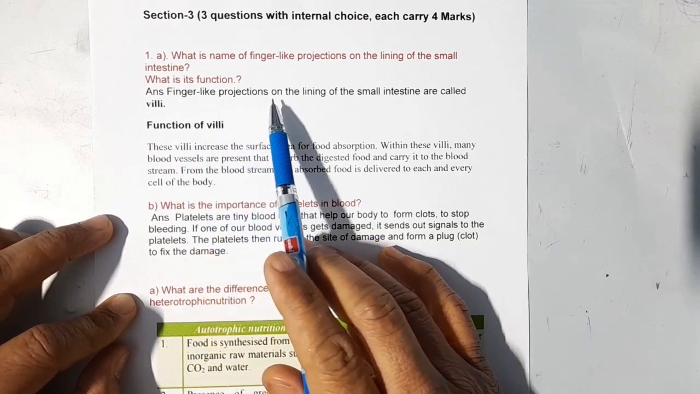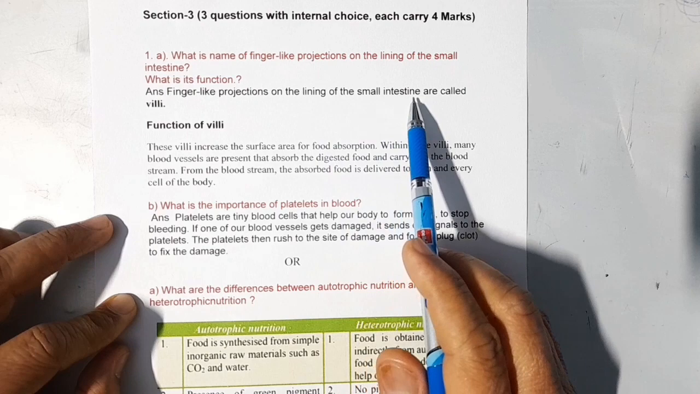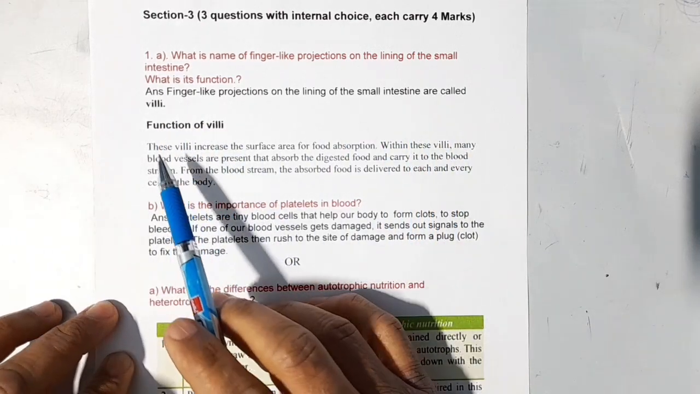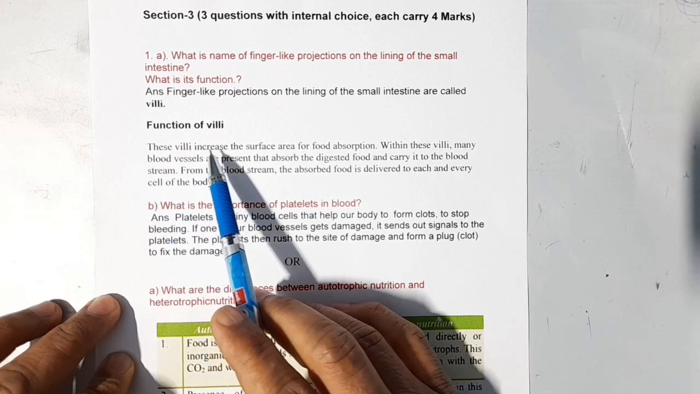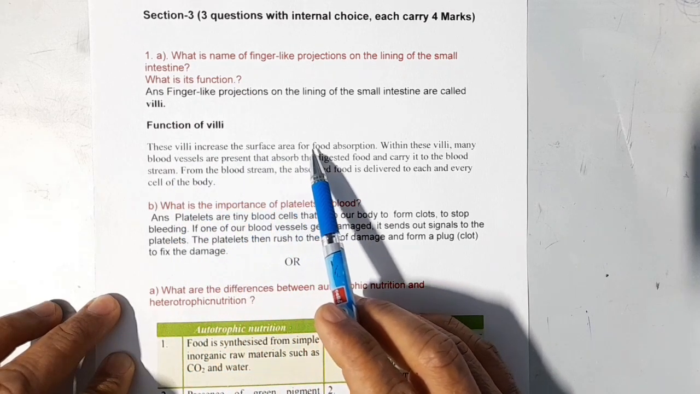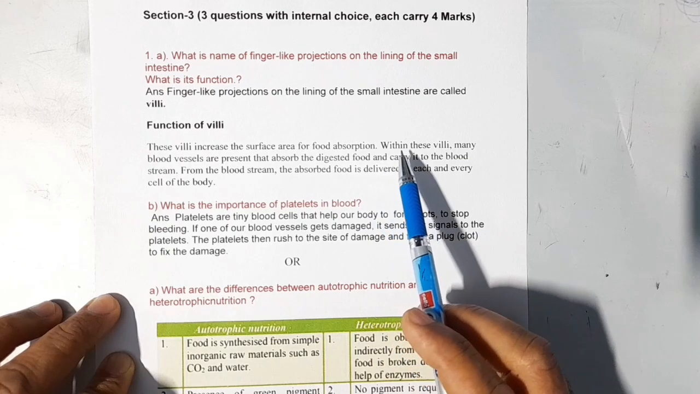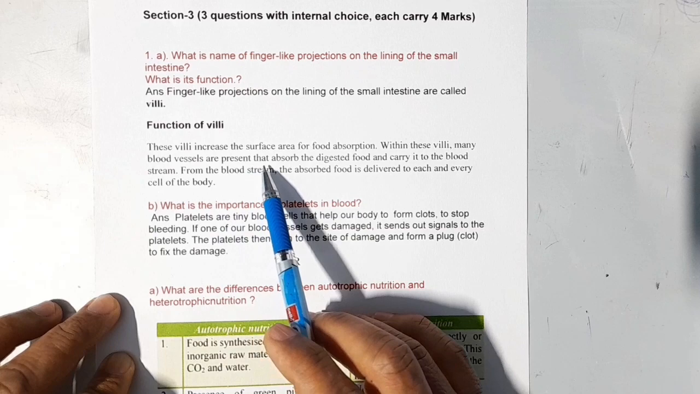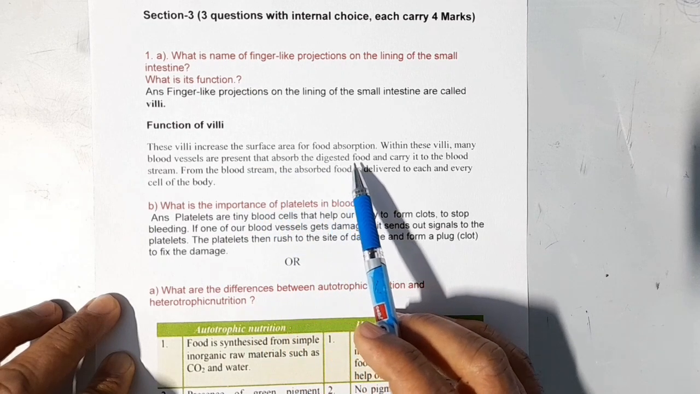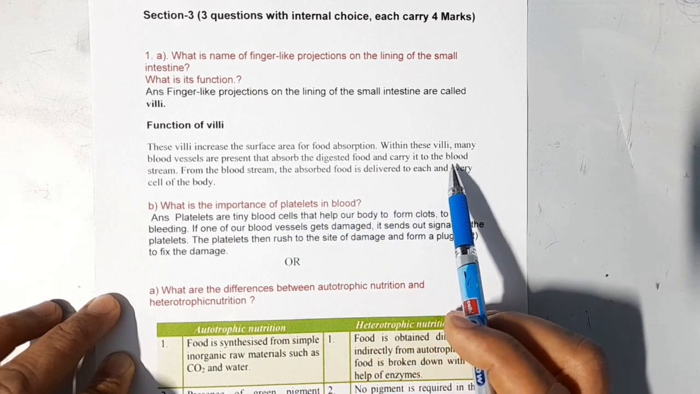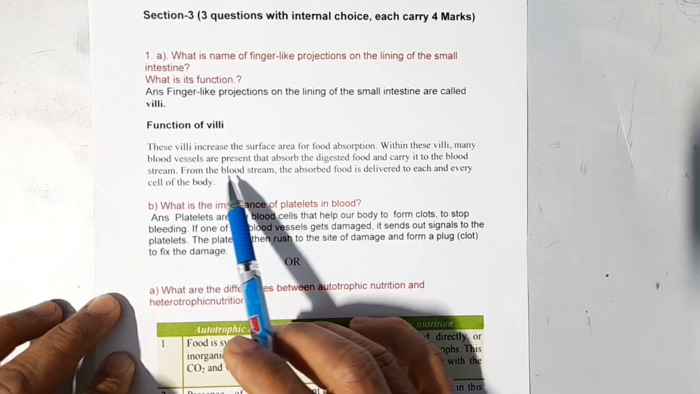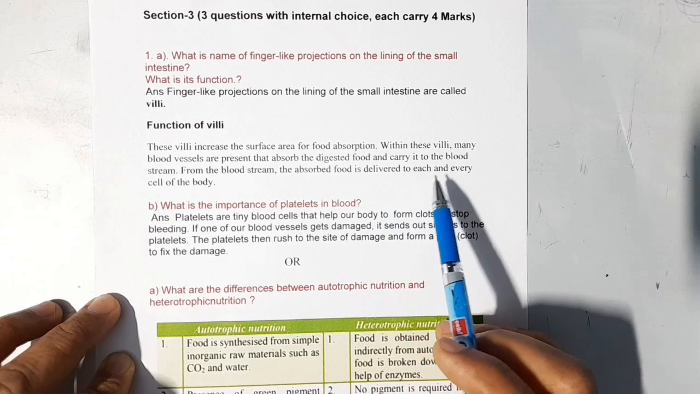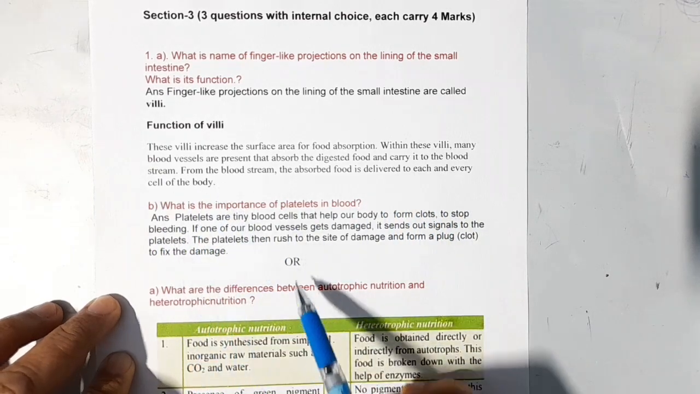Finger-like projections on the lining of the small intestine are called villi. Now, functions of villi. These villi increase the surface area for food absorption. Within these villi, many blood vessels are present that absorb the digested food and carry it to the bloodstream. From the bloodstream, the absorbed food is delivered to each and every cell of the body.